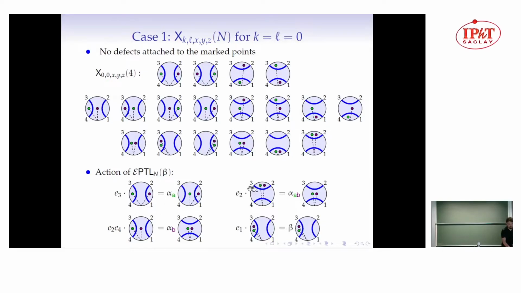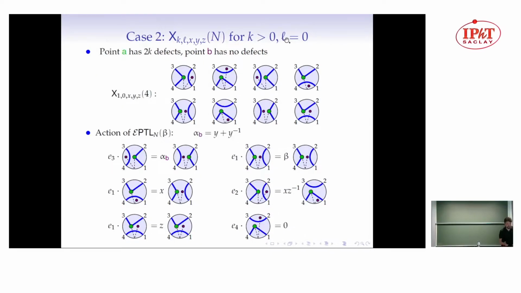So I have 3 parameters, and these 3 parameters are parameterized in terms of x, y, and z, which are the 3 complex parameters defining my representation. Okay, so this was the first case, k equals L equals 0.